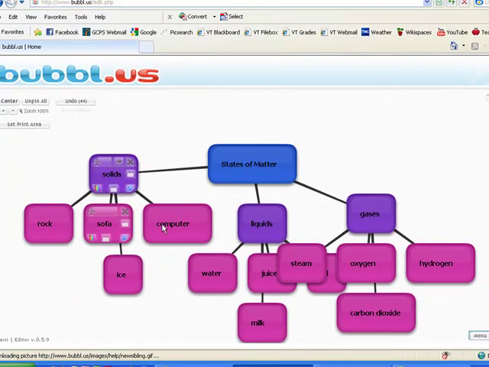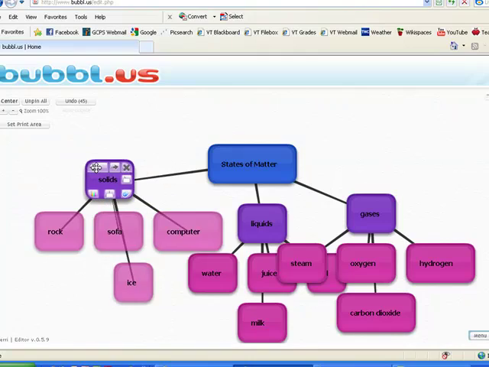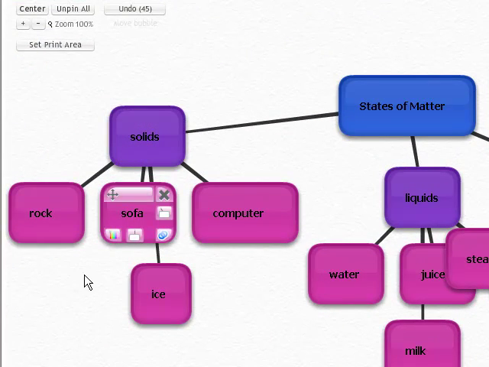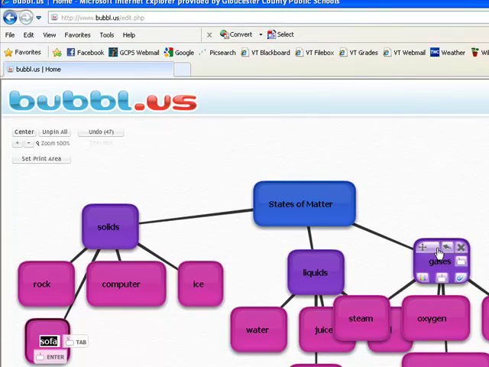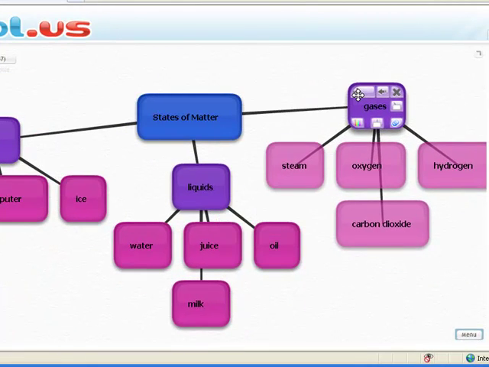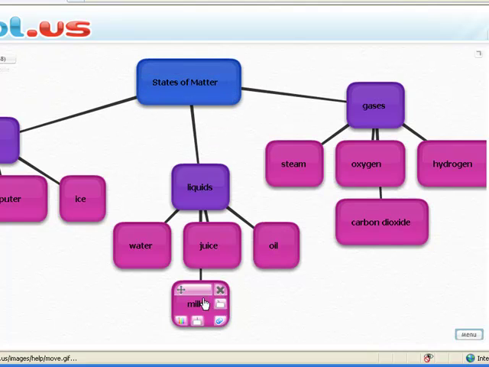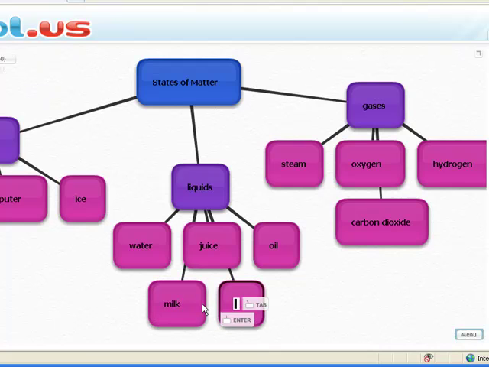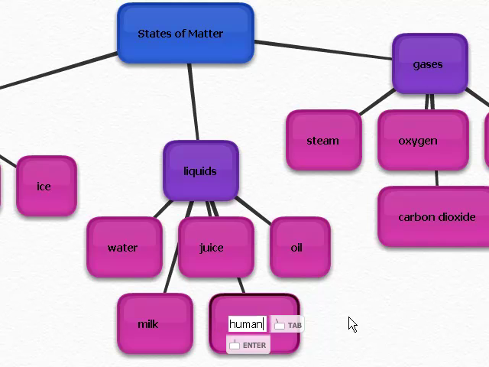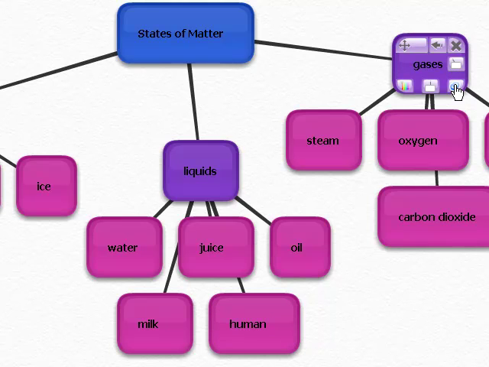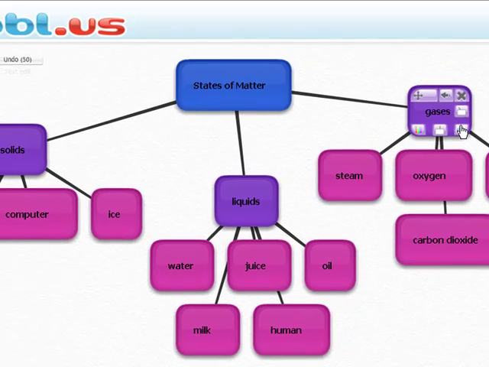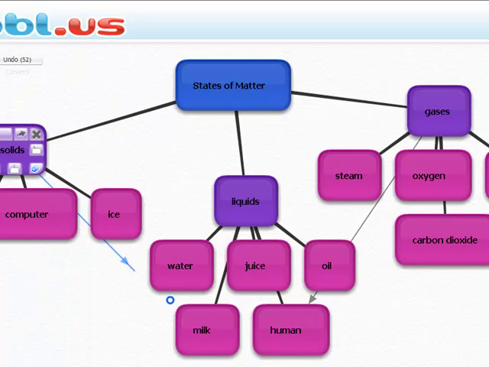Now I can move these around, and notice when I drag my solids, all of those underneath also go with. I'm going to drag my gases up here. And let's say under milk, I'm going to also put human. Now, since human can fall in more than one category, I can also go up here to gases, and this icon in the lower right hand corner, I can click on it and I can drag it over here to show that they are also related. The same with solids, to show that they are related as well. It falls under all three categories.